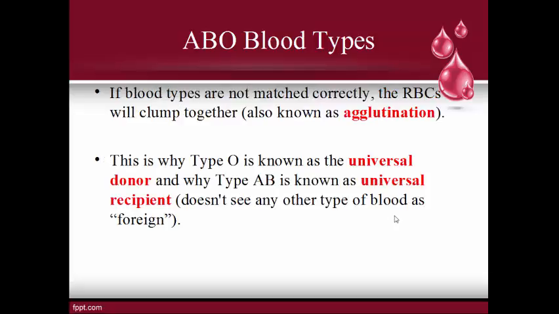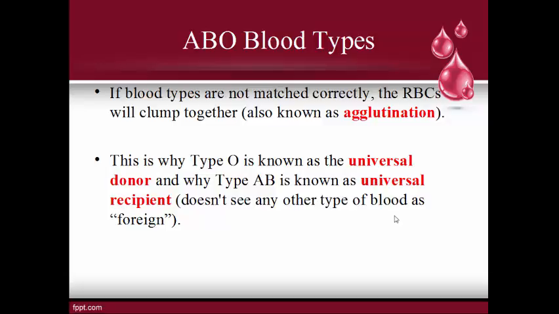And like I mentioned, if these blood types are not matched correctly, the red blood cells will start to fight each other, and they will start to clump together. This process is called agglutination. When these red cells are clumped together, they can't function. Then they eventually will die. And if red blood cells die, that means oxygen can't be delivered to tissues. That means tissues will die, which means organs will die, which means you will die. So this is why it's incredibly important to be able to match blood types correctly.